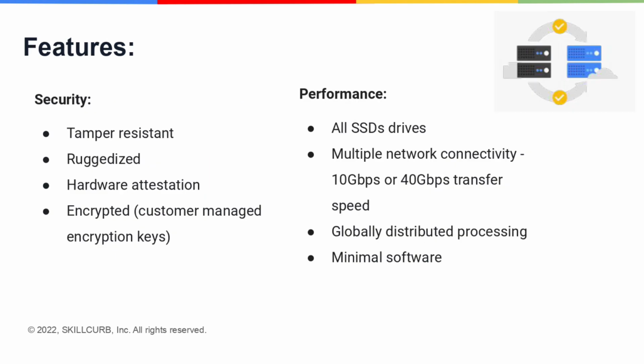Transfer Appliance has some really strong security and performance features. When it comes to the security features, Transfer Appliance is tamper resistant, ruggedized, hardware attested, and is encrypted via customer-managed encryption keys. When it comes to the performance features, it has all SSD drives and multiple network connectivity, so that you can have either 10 gigabits per second or 40 gigabits per second on your transfer speed. It is globally distributed in its processing, and it requires minimal software.